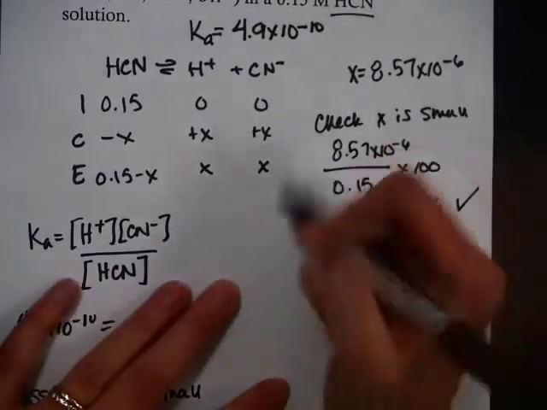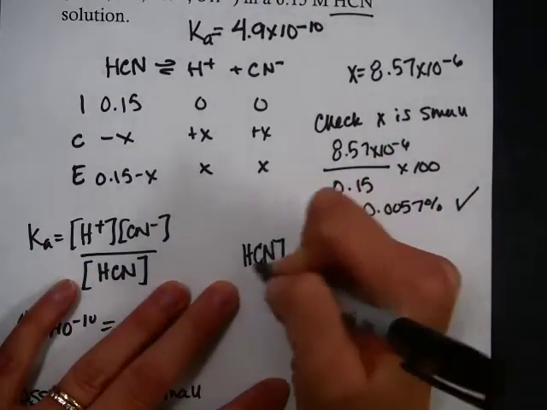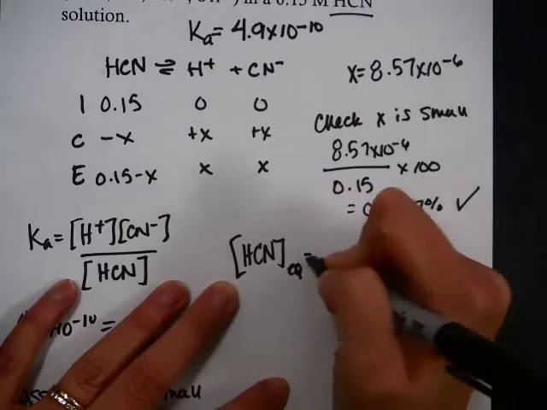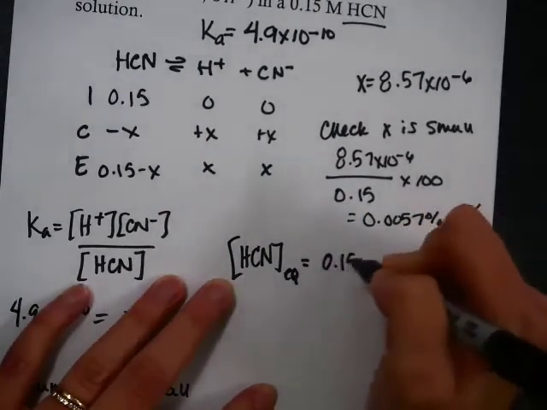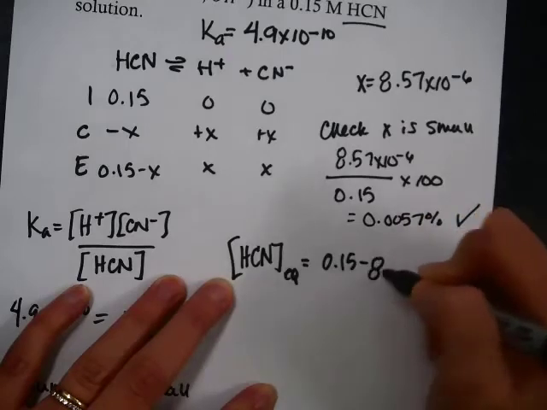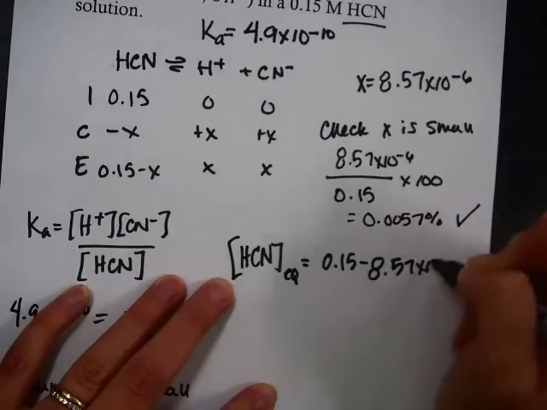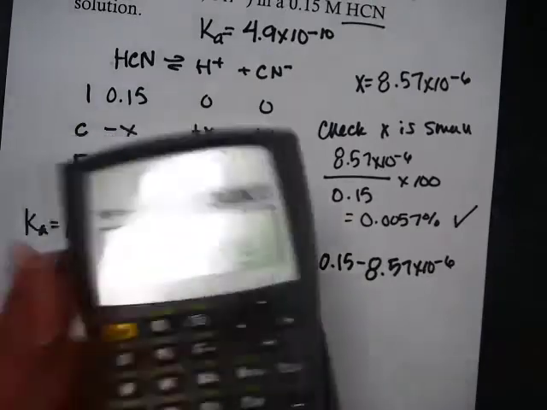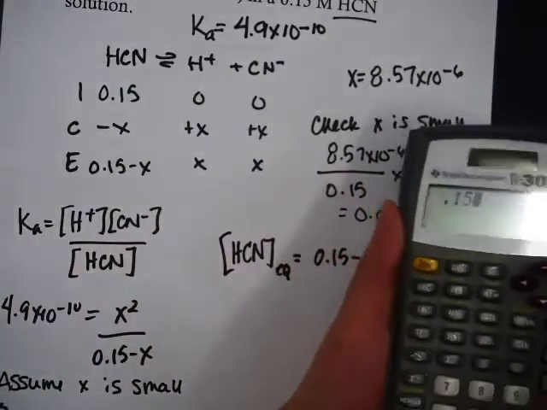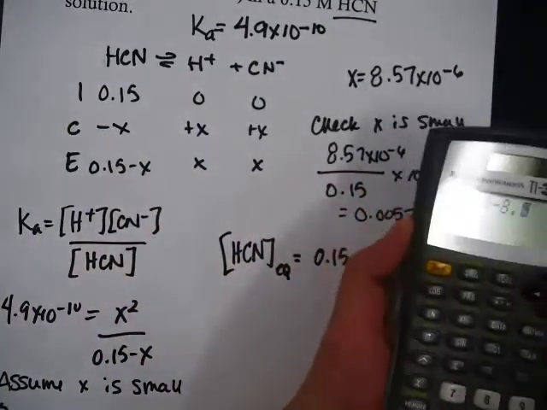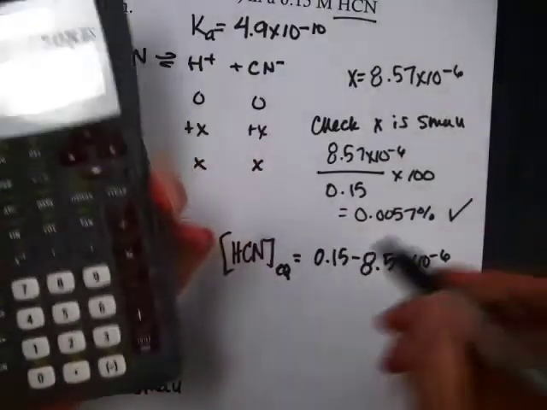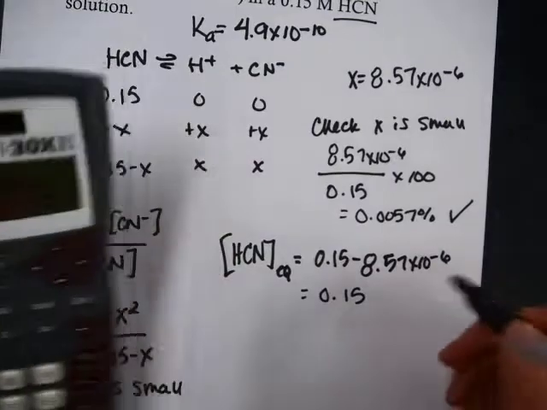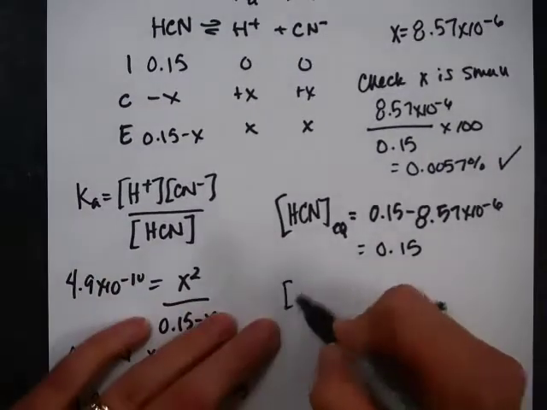All right, so now I just need to look at what that means and what things it asked me for. It asked me for the concentration of HCN, which would be 0.15 minus that really tiny number. I'll put it in my calculator and see, but I bet it's going to still be 0.15. To 2 sig figs, yep, still 0.15. So the HCN is 0.15 molar.